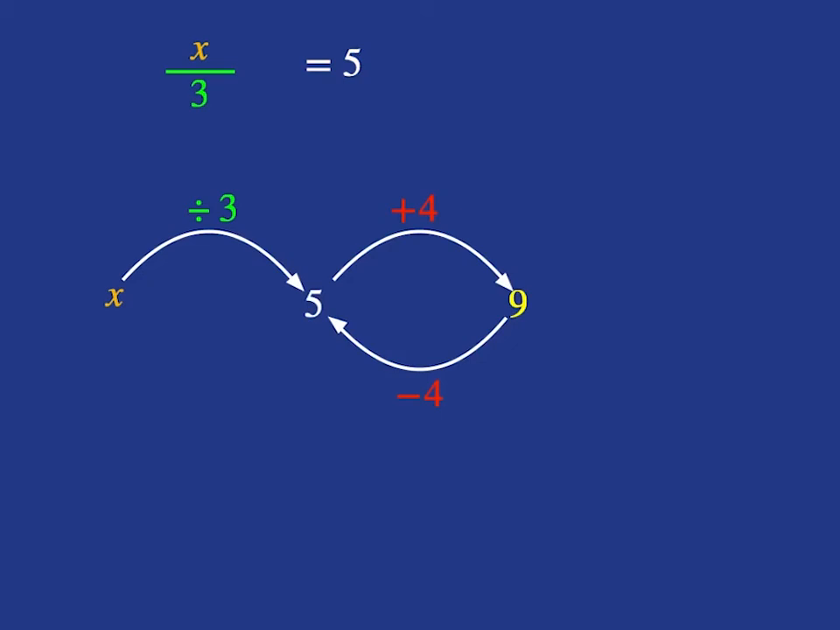Now we need to undo the dividing by 3, and we know that the way to undo dividing by 3 is use the inverse operation, which is to multiply by 3. And what we've done here in the picture, we're also doing in the equation. And when we multiply by 3, we see we get to our answer of 15.